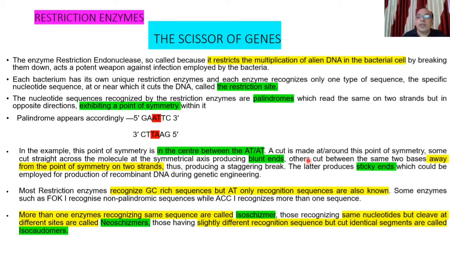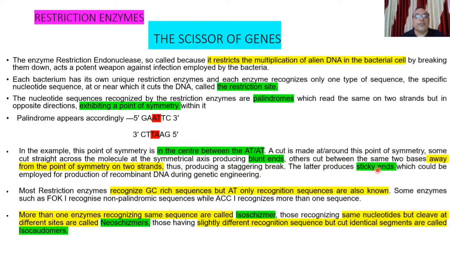The other cut is made the same number of bases away from the point of symmetry on the two strands. So in sticky end cutting or staggered cutting, the point of symmetry is not cut across, but away from the point. Cutting takes place away from the point of symmetry, thus producing a staggered break. The latter produces a sticky end since there remain unpaired bases. A few bases remain unpaired at both the ends of the two cut fragments.